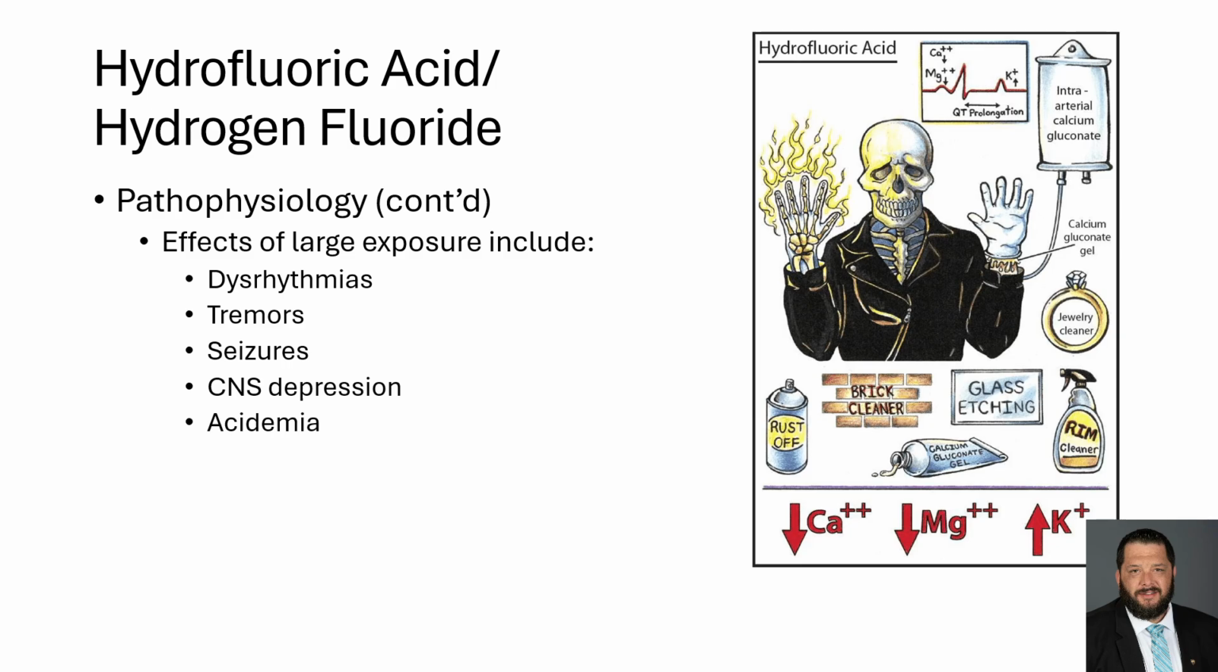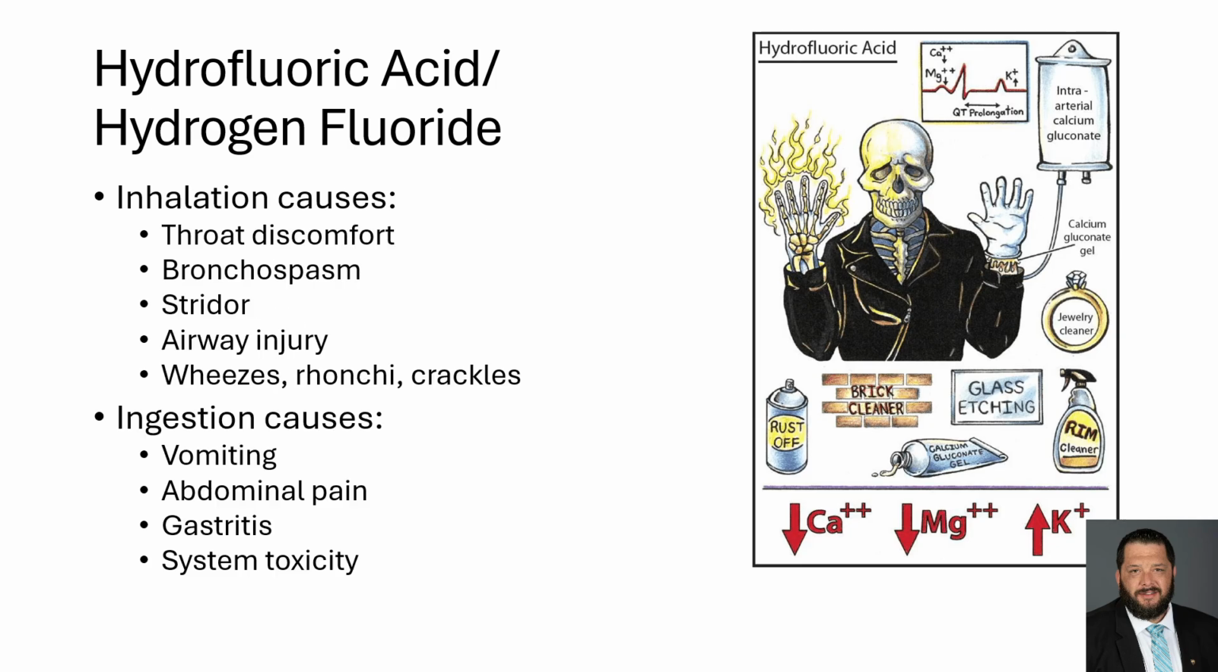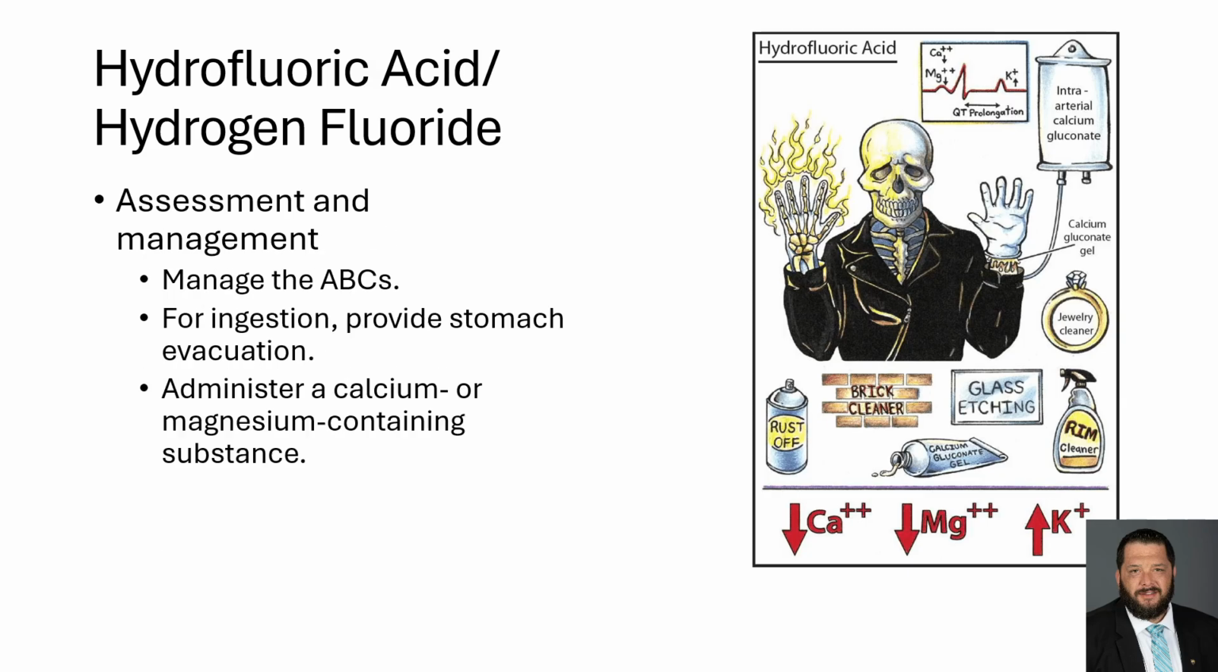Also need to be on the lookout for tremors, seizures, CNS depression, and acidemia. Treatment is going to be based on exposure level. For inhalation causes, throat discomfort, bronchospasm, stridor, airway injury are all common. For ingestion, we may see gastritis, abdominal pain, vomiting, and systemic toxicity. Airway, breathing, and circulation are going to be your top priority, all certification levels.